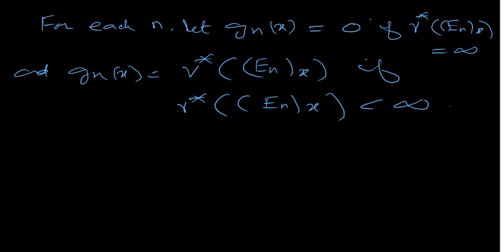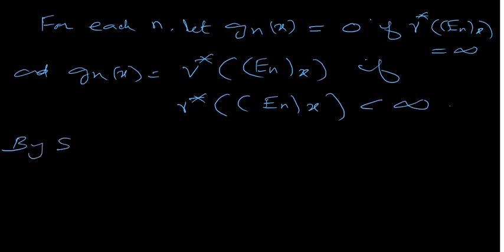Since this En is a sigma set, therefore nu star of En x is defined as an integrable function, and it's also measurable. This En x is also measurable for each n. So this gn is also integrable, because gn is 0 if it's infinite, and it's equal to this if it is finite. Therefore by step two, gn is an integrable function over X.